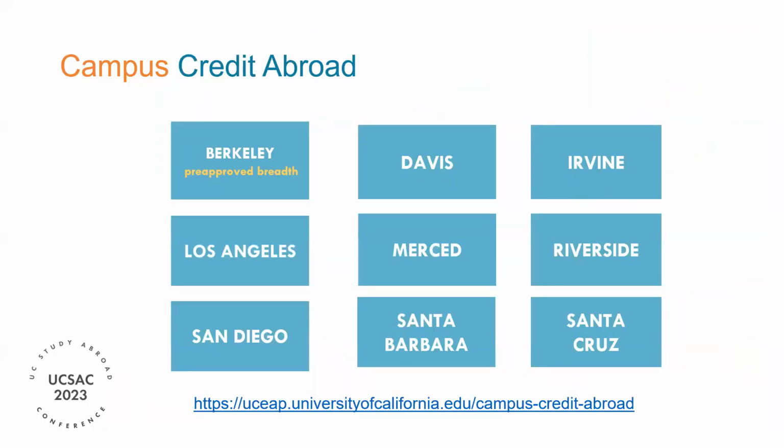So the first one is past course approval data from the UCEAP Campus Credit Abroad databases. So these are campus-specific course approval databases, which show the types of credit, whether major, minor, general education, or elective, that UC students previously received for courses abroad. The data comes from the UC registrar's offices at each campus, and we try to update it every 1 to 2 years. There is variation among the campus databases. For example, Berkeley only shows pre-approved breadth courses at this time.